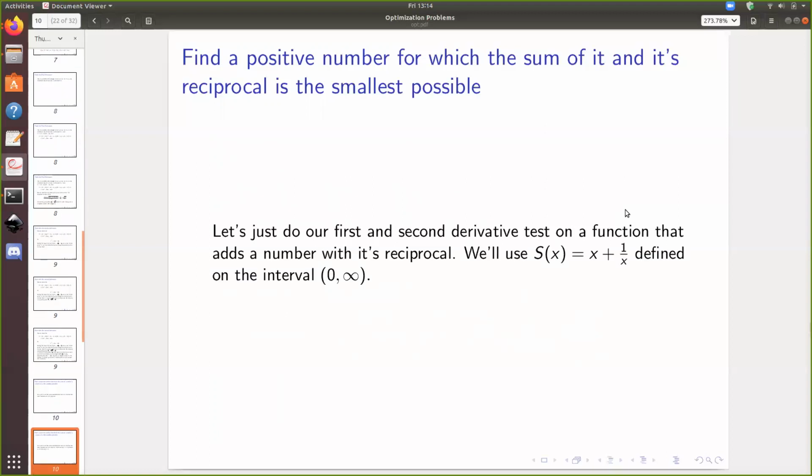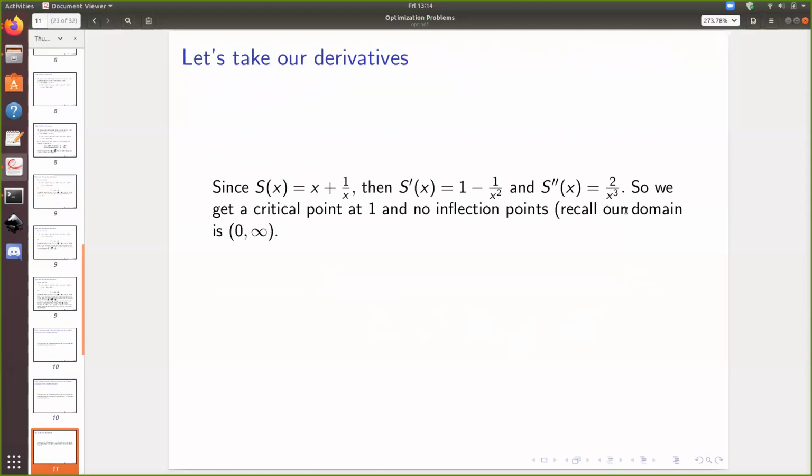We'll use the function s of x equals x plus 1 over x, which is what I just said out loud. And we're going to define it on the interval from 0 to infinity, because they only asked us about positive numbers, not negative numbers or 0. So since s of x is x plus 1 over x, we take our first derivative and we get 1 minus 1 over x squared, and then s double prime of x, which is 2 over x cubed. Super simple derivatives to take using our power rules. So we get a critical point at 1 and no inflection points.